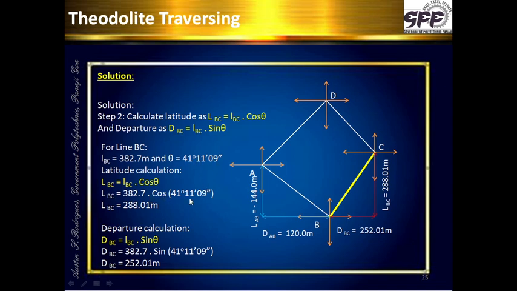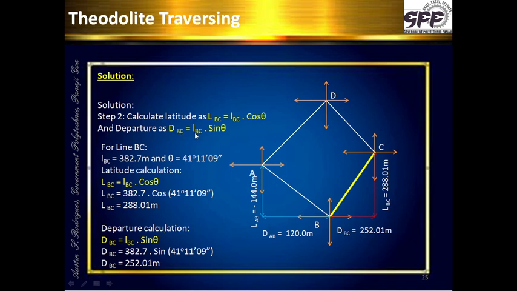When we solve this, we get latitude BC is equal to 288.01 meters. Please note over here, this line BC is going this way, so the latitude is in the northern direction, so it is positive. The magnitude of the projection of this line, latitude BC, is 288.01 meters. This can also be termed northing. Northing is 288.01 meters.